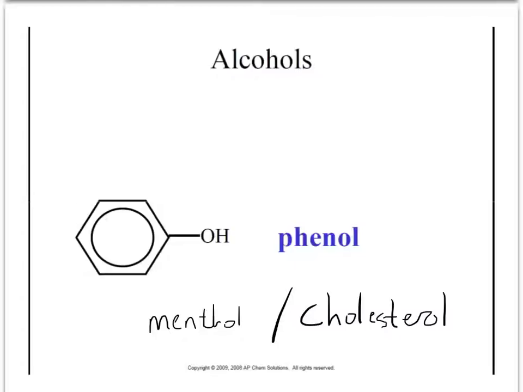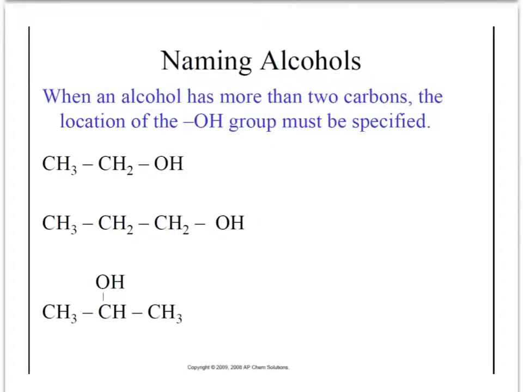If we have just 2 carbons, naming the alcohol is pretty easy. We just count the carbon chain. So this first one has 2 carbons. 2 carbons would be eth, and so 2 carbons with an alcohol group would be ethanol.